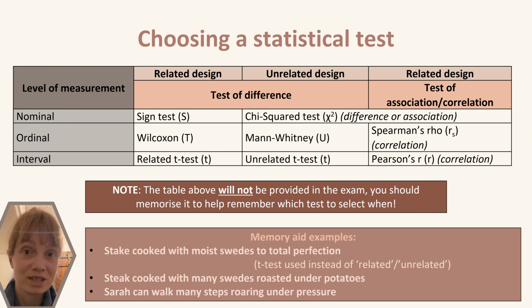Here's the all-important table that links each test to its context. You may come across it slightly differently, where at the top you have related design, and then unrelated design. But to not write down the chi-squared test twice, I've done it slightly differently. So pick whichever suits you better. Students often memorize this with a mnemonic. See which one works best for you or make up your own.